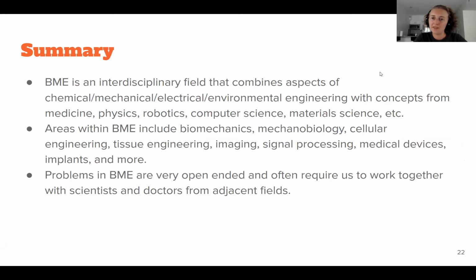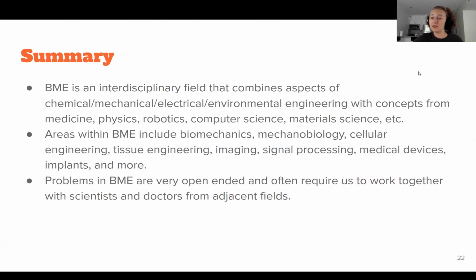So that's all I had for today. Just to summarize what we went over, we learned that biomedical engineering is a super interdisciplinary field. We combine aspects of other engineering disciplines like chemical, mechanical, electrical, environmental, and computer engineering with other concepts outside of engineering. We involve things like medicine, physics, robotics, computer science, material science, physical therapy, etc. So very interdisciplinary, very collaborative.